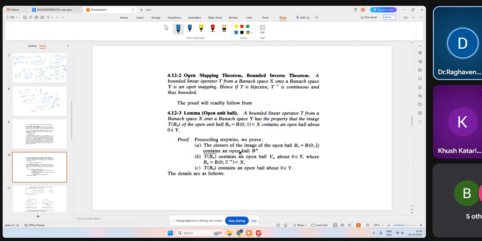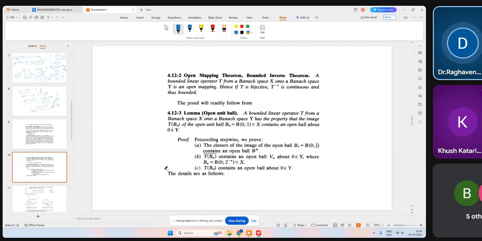You have to understand this point here. Okay. A bounded linear operator T from a Banach space onto a Banach space Y has the property that T of the open ball B0 equal to B1 contains an open set. This is the statement.